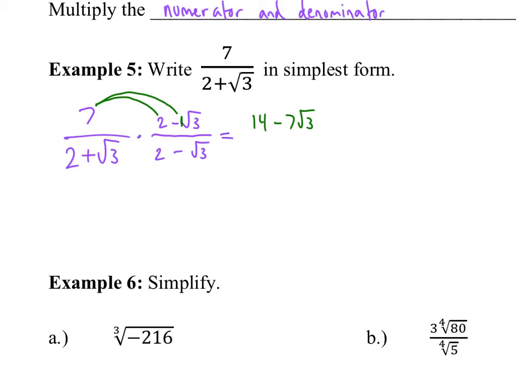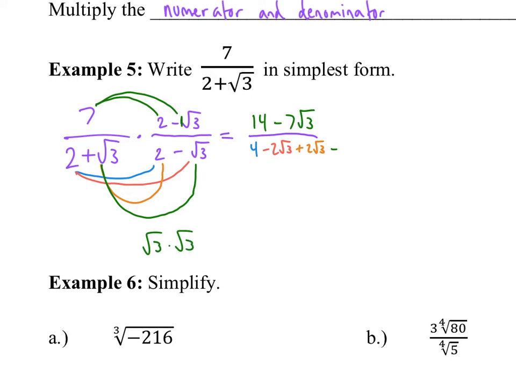On the bottom, essentially we just need to FOIL here. 2 times 2 is 4. 2 times negative radical 3 would be negative 2 radical 3. Positive radical 3 times positive 2 would be positive 2 radical 3. And then positive radical 3 times negative radical 3 would be negative. So radical 3 times radical 3 is 3.